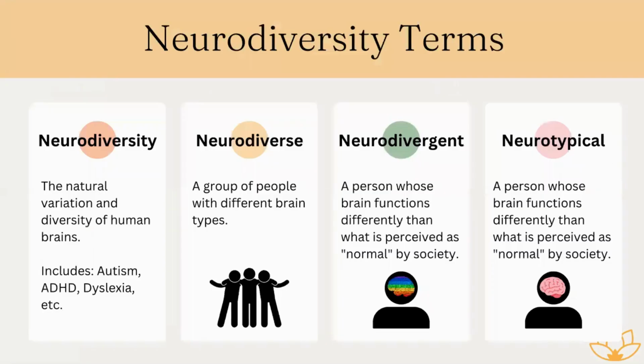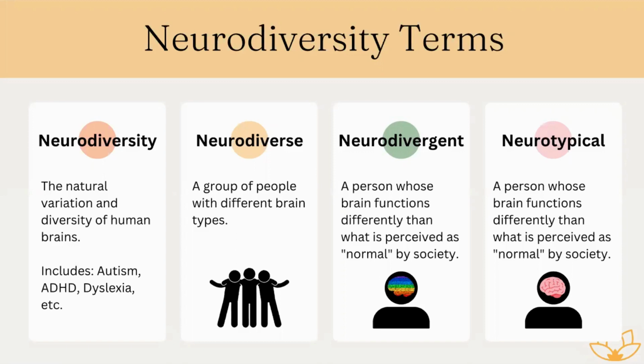So there's a few different terms involved in the neurodiversity movement. Neurodiversity just means the natural variation and diversity of human brains. So this could include autism, ADHD, dyslexia, a variety of different neurological conditions. Neurodiverse is a group of people with different brain types. So neurodiverse means that there are people who are neurodivergent, meaning that they have brains that are different from what would be considered socially the normal functioning brain, and people who are neurotypical. So neurodivergent and neurotypical, we'll talk about that as well.